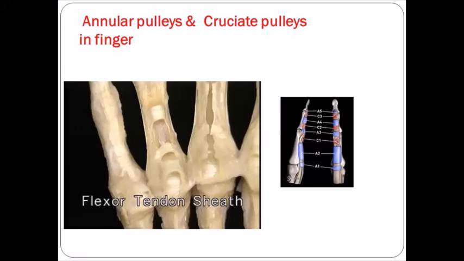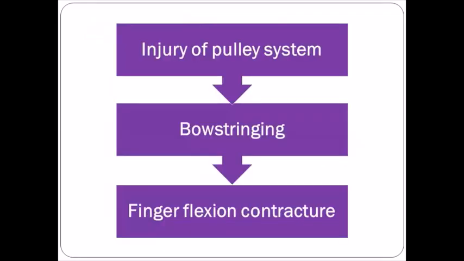Now, these pulleys are very important in the context of tendon injury. These pulleys give stability to the tendons, the flexor digitorum superficialis and profundus. They also give the direction of the movement. If, for any reason, these pulleys are affected, then that can cause bowstringing of the tendon. Here you can see that if there is any injury to the pulley system, it can lead to bowstringing, and in the late stage, it can cause finger flexion contracture.